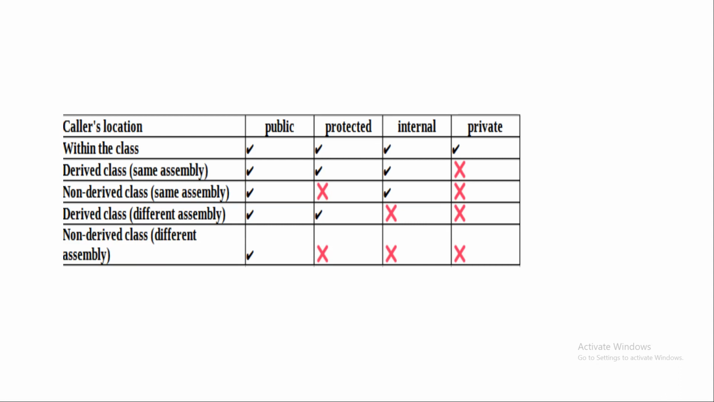In the real time scenario, which one do you use? Mostly we use internal, because typically in day-to-day programming we keep only one DLL. So as a standard, we mostly go with internal. But if you are building your application as a service and you're expecting someone else to use your DLL, you normally define it with public.